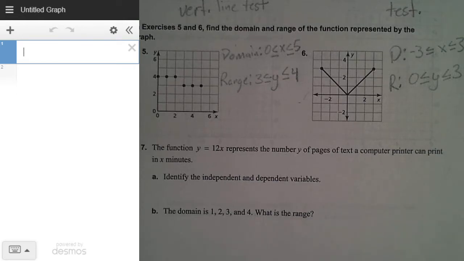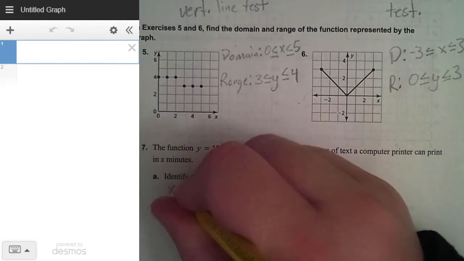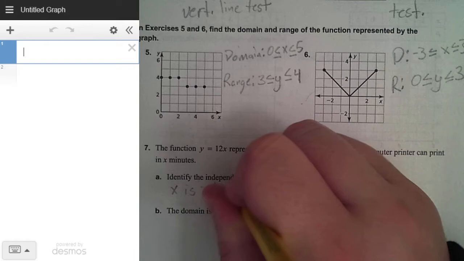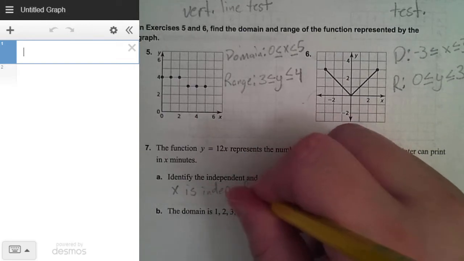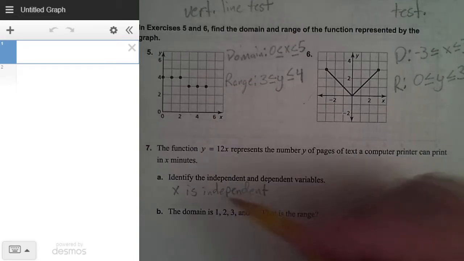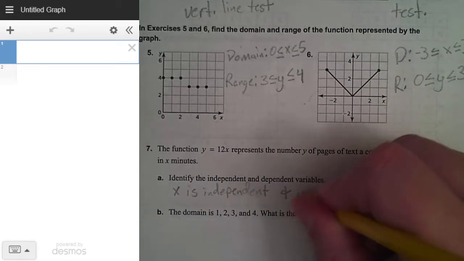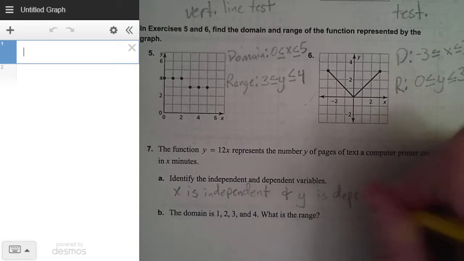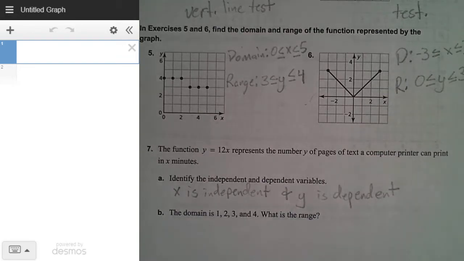So X is independent. And our Y is dependent. So it depends on the number of minutes we are going to run the printer, how many pages we get printed. So the domain is 1, 2, 3, and 4. What is the range?